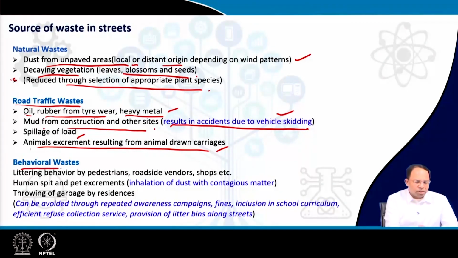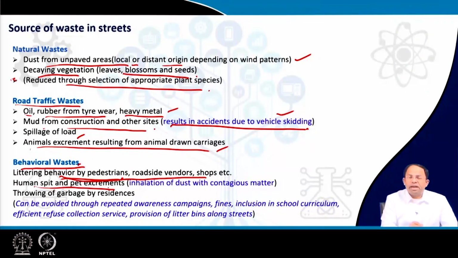The final thing is of course the behavioral waste. That means this part of the waste we can actually solve through proper awareness campaigns, through proper teaching of the people. So this is all based on human behavior. Littering behavior by pedestrians, roadside vendors, shops. Even though sometimes a garbage bin is provided, roadside vendors and shops will not throw waste there, but will throw it somewhere else. Or people who are using those roadside vendors will be throwing it somewhere else. Or littering behavior of pedestrians, all this plays a role.